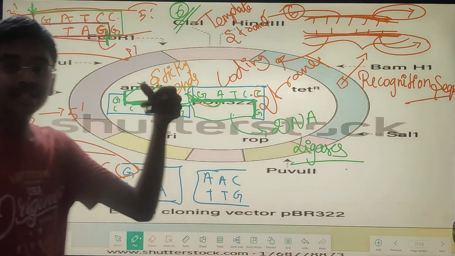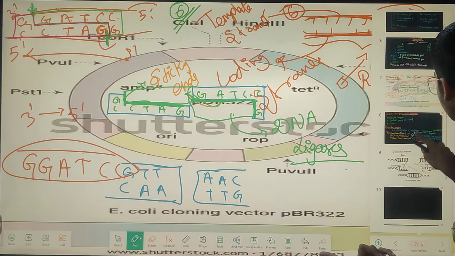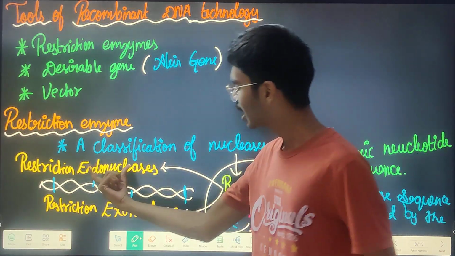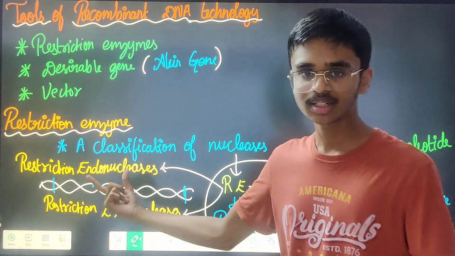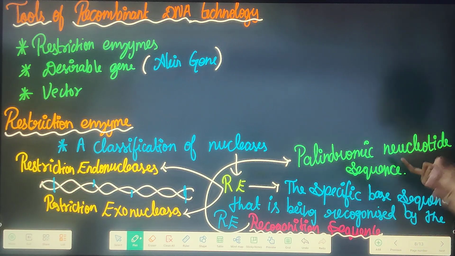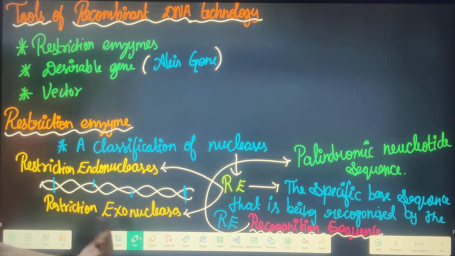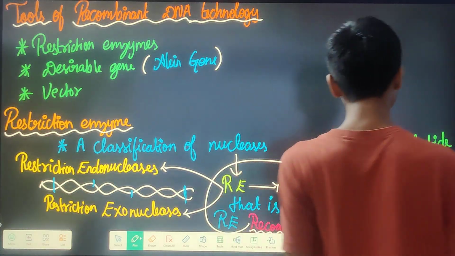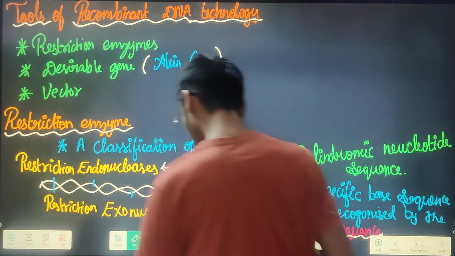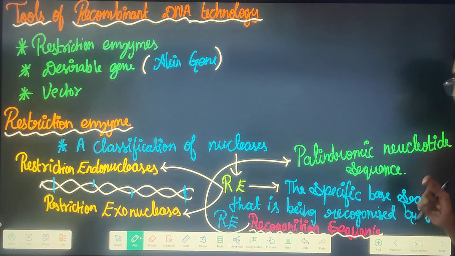As I said, this restriction enzyme is of two different types: restriction endonucleases and restriction exonucleases. Here, restriction endonucleases have some varieties, and those varieties have their own palindromic nucleotide sequences. Same with restriction exonucleases, which will also have their own varieties of palindromic nucleotide sequences.